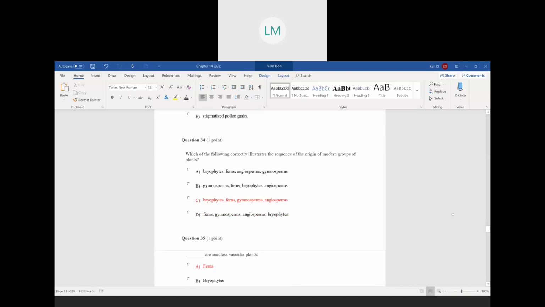Question 34, which of the following correctly illustrates the sequence of the origin of modern groups of plants? So this goes in order that we talked about in the lecture. Bryophytes are first. Those are the most primitive plants that we have. Then we get our seedless vascular plants. And then after that, we have our seed plants, our gymnosperms and angiosperms. But angiosperms are last. They are the last group. They have all sorts of characteristics that none of the other groups have, like flowers and fruits.